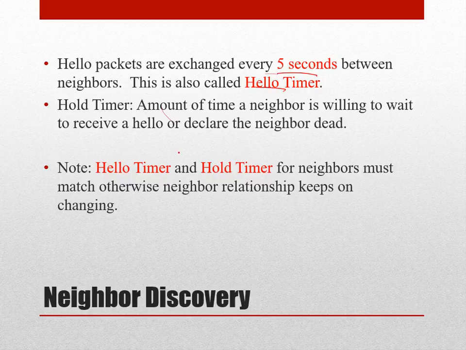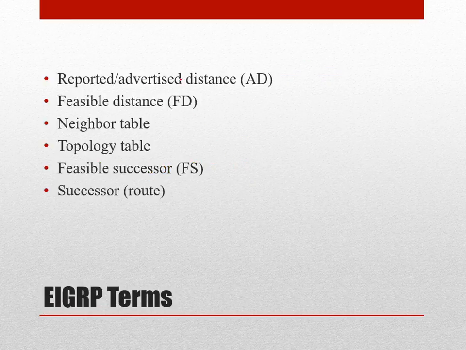It's the hello timer. The hold timer, see, I was wrong, for neighbors must match, otherwise the relationship keeps on changing. The hold timer is the amount of time a neighbor is willing to wait to receive a hello before the neighbor's dead. We're not expecting one. If the neighbor's dead, he comes out of the topology table, the topology gets updated, and you get new routes to everything. But it looks in the topology table for the backup routes when it does these things.